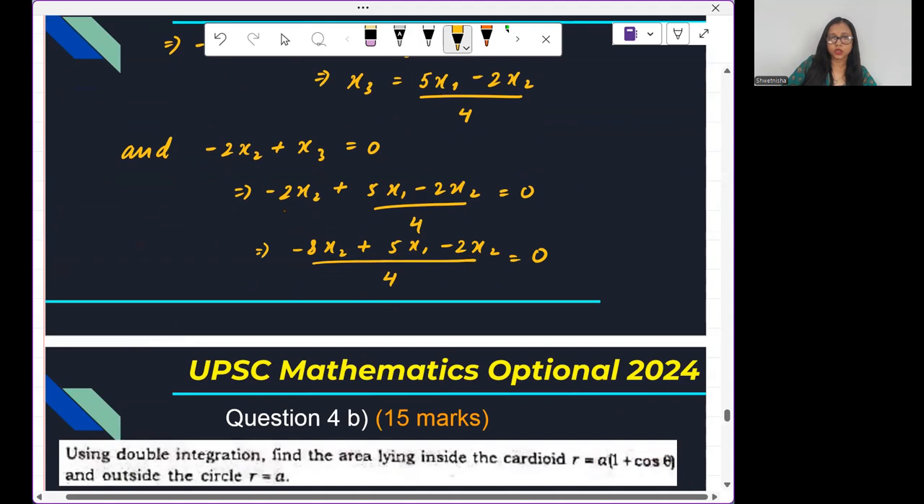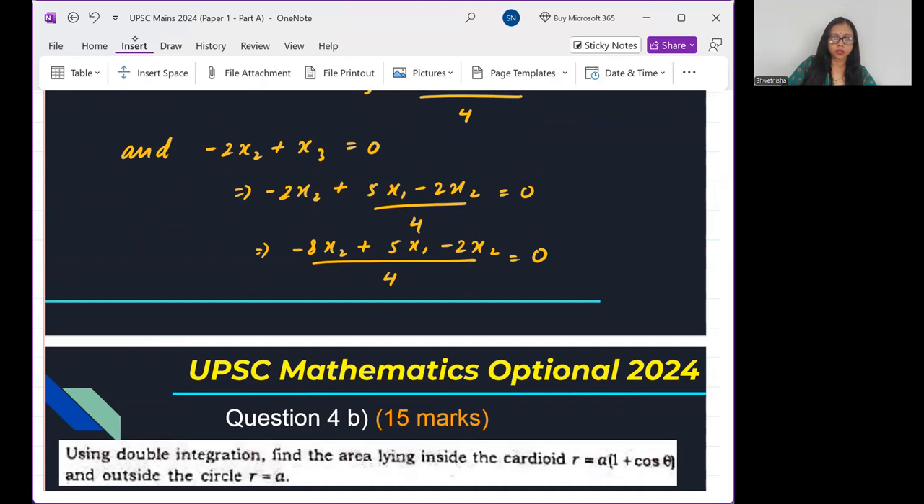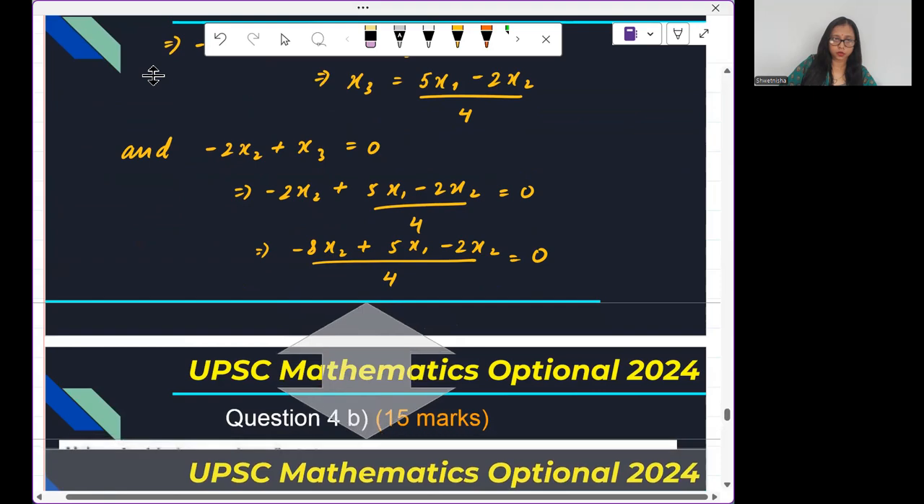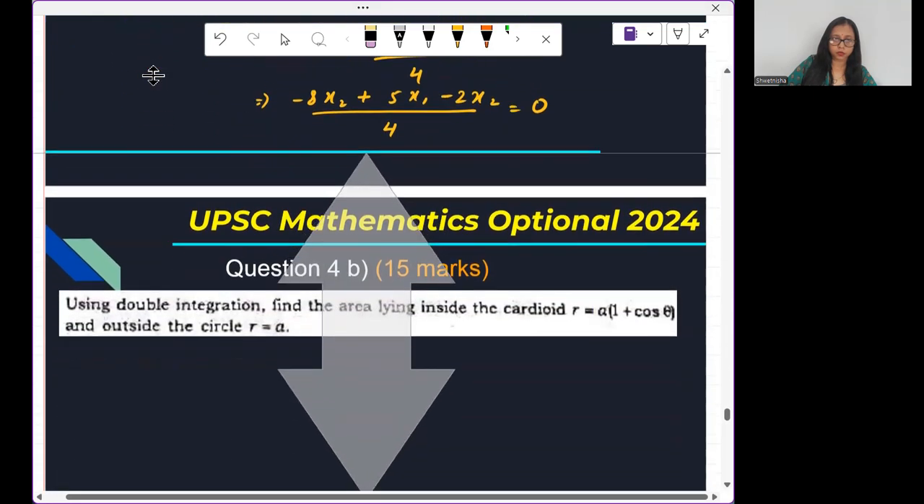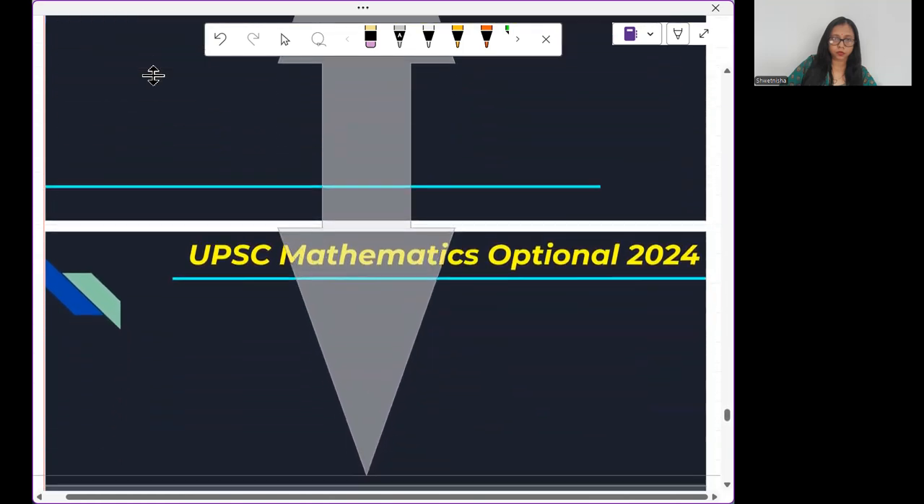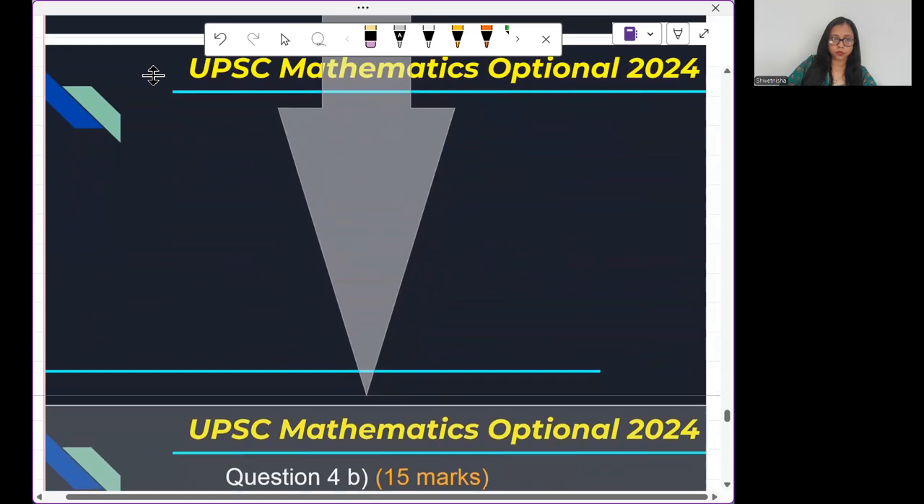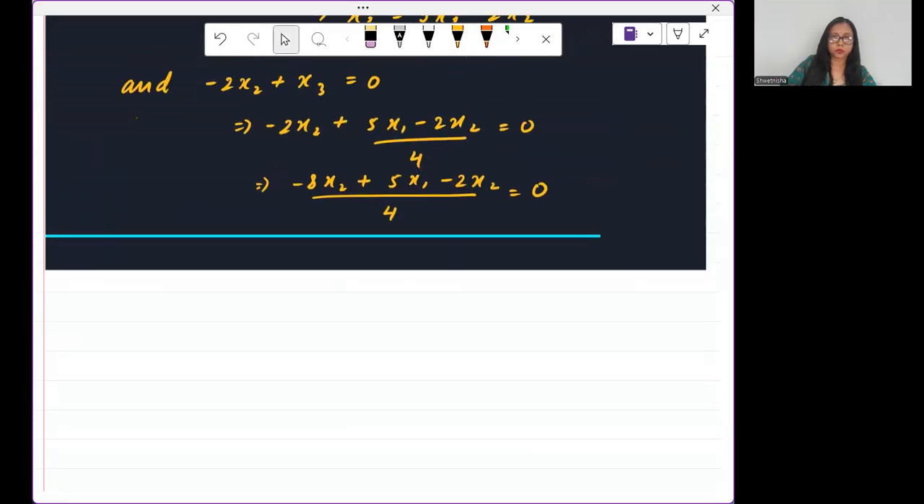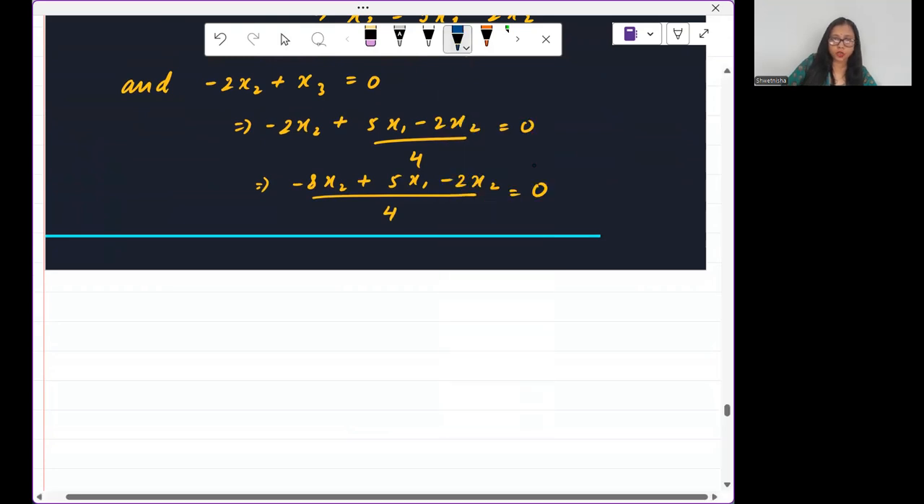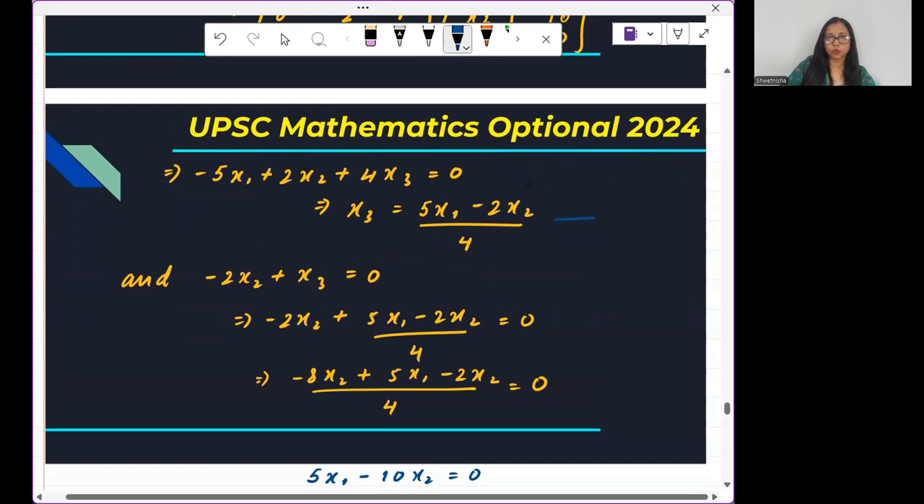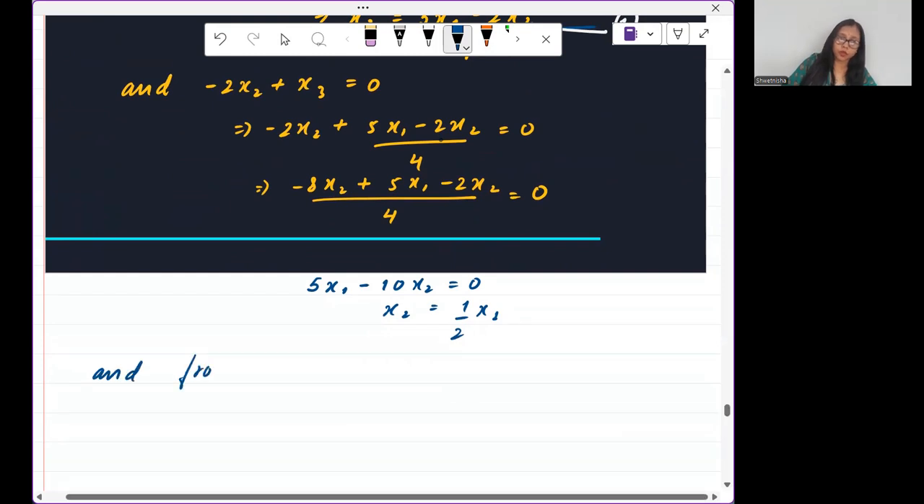which gives me 5x1 - 10x2 = 0. So your x2 is 1/2 x1. And this 1 becomes from 1 and from 1.